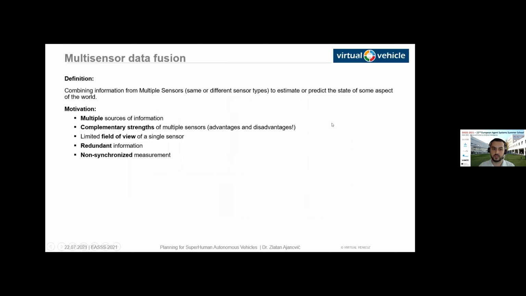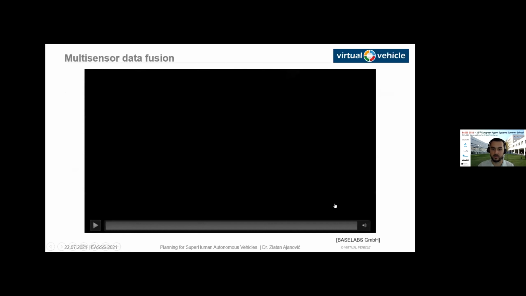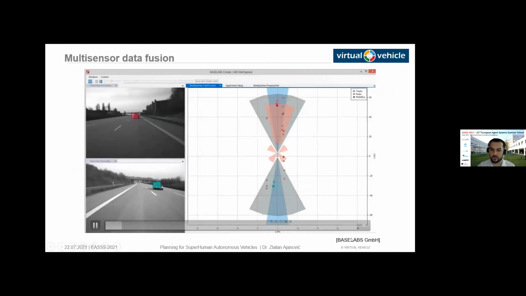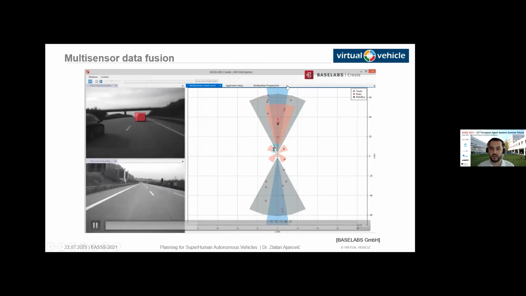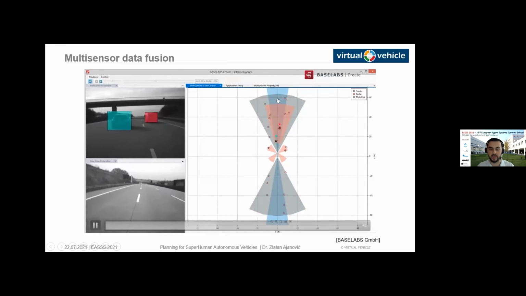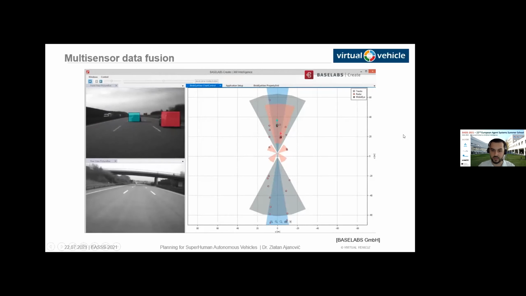So I will just show you quickly one of the multi-sensor data fusion examples, which is quite interesting. The goal is to get data from multiple sensors which is even better than any of the single sensors. And this is one from BaseLab, just showing one simple example. There is a vehicle coming from behind and overtaking the vehicle, and then using multiple cameras, different fields of view from different sensors, we can get some meaningful data together, and also have a meaningful representation of the environment.